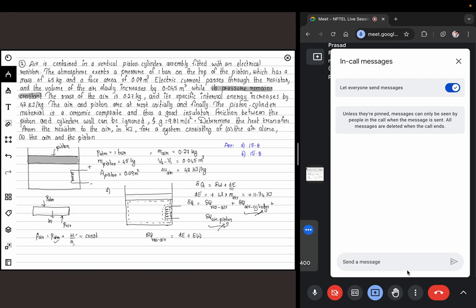So we again resort to the old formula. It's a constant pressure process. So the work integral P dV will just come out to be constant pressure, whatever is the pressure of the gas, times V2 minus V1.